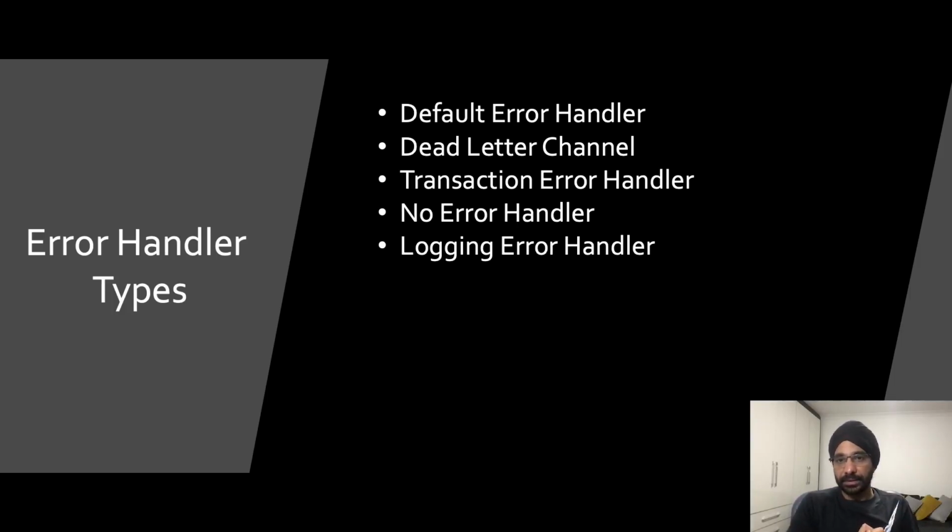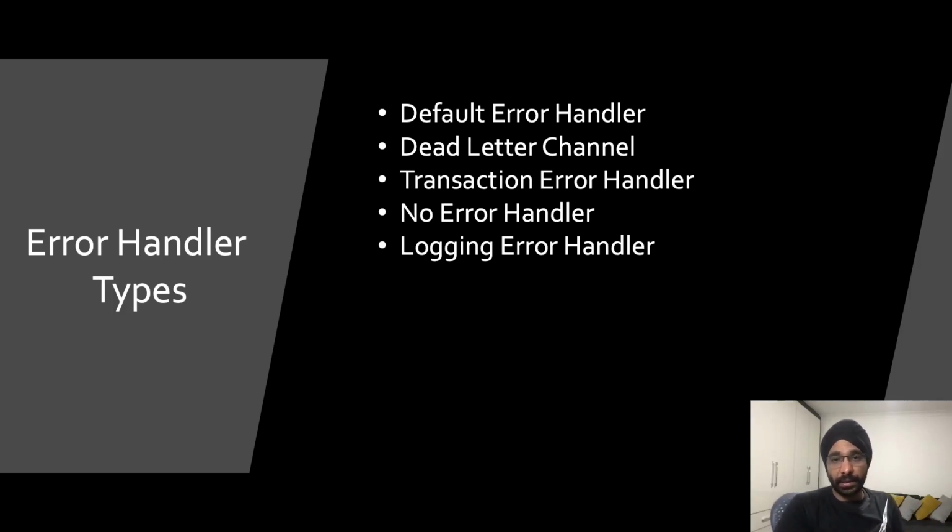Transaction error handler. This is a transaction-aware error handler. I might not cover it in this video, but I'll try to do it in future videos. Next, no error handler. This handler is used to disable error handling altogether. Camel gives you the flexibility to put exception handling and error handling at several places in a route. You can put this no error handler, and it will basically disable everything. It simply becomes the default, which means the exception will go back to your caller again.